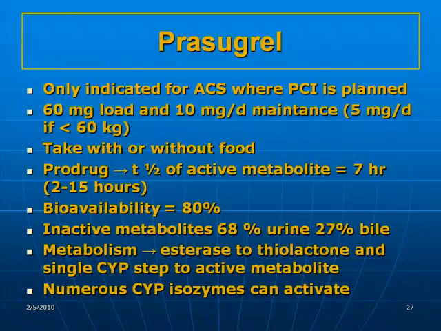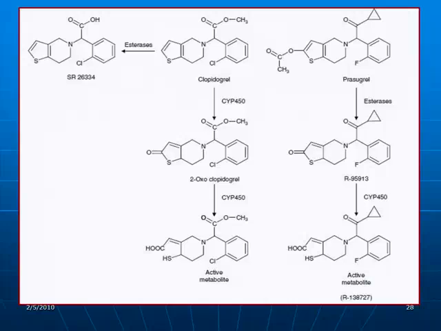We think, based on the evidence, prasugrel is a better antiplatelet drug. And the clinical trial data tells us that. The only downside is that prasugrel also is associated with a higher risk of significant bleeding.